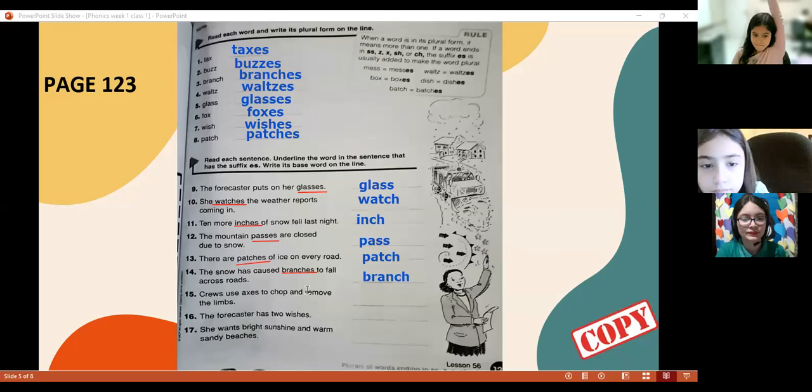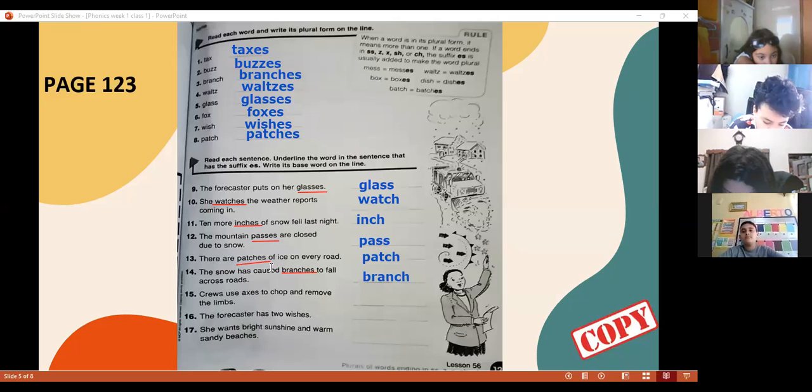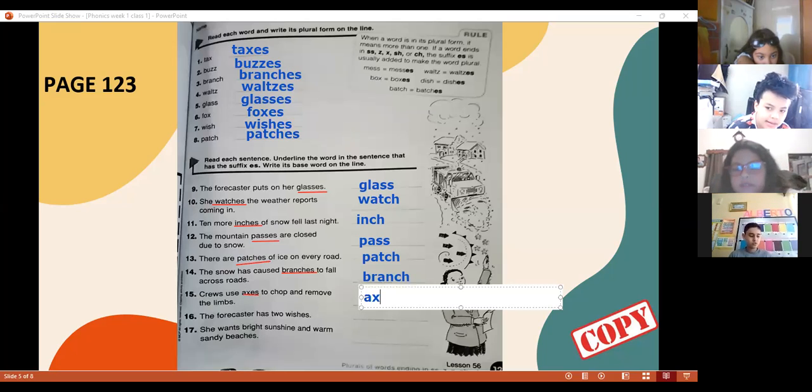Help me, Donnie, next one, number 15. Crews use axes to chop and remove the limbs. Axes. And what is the singular? Axe. Excellent. Number 16, Rebecca.